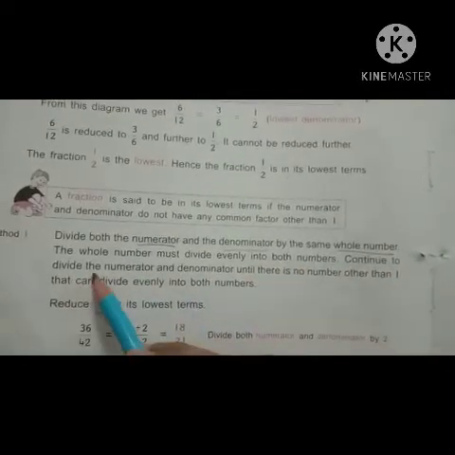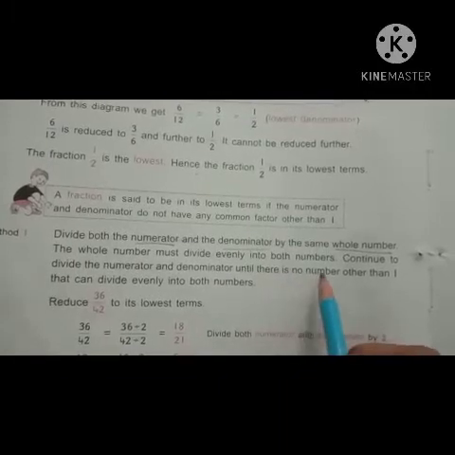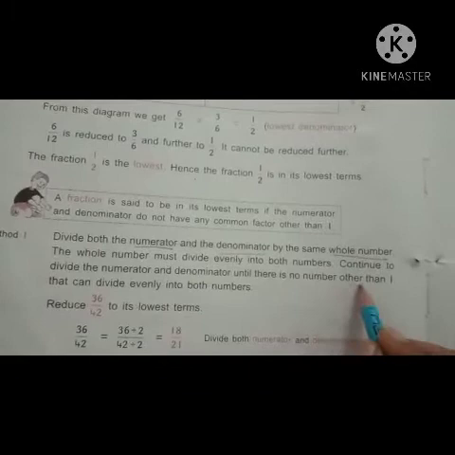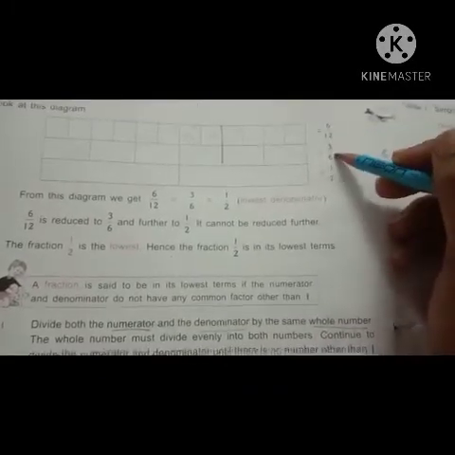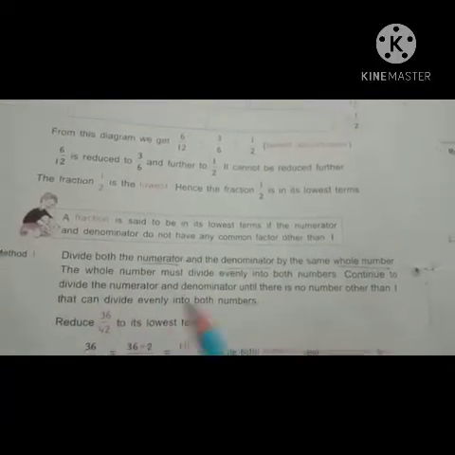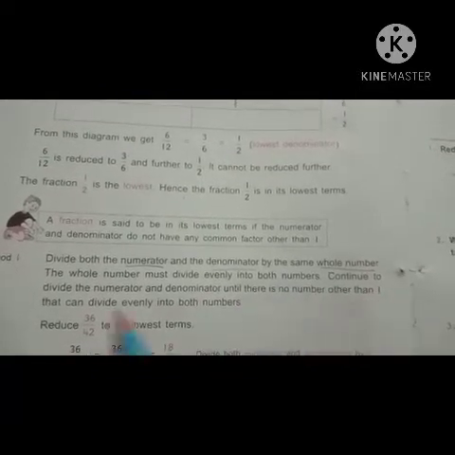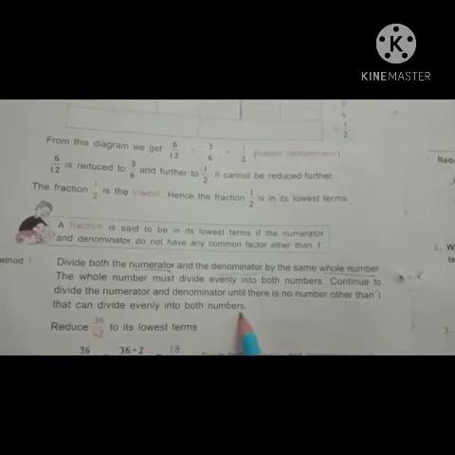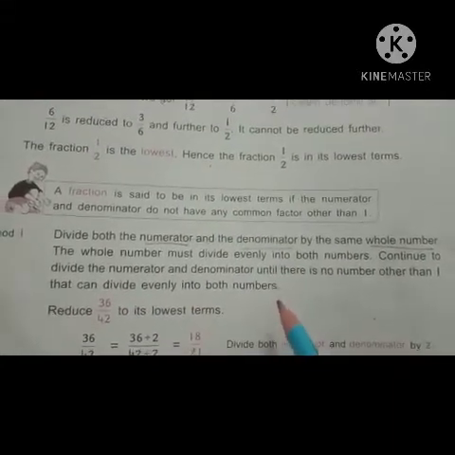Continue to divide the numerator and denominator until there is no number other than 1. How will we continue here? 6 by 12, 3 by 6, 1 by 2. Like this we have to continue until the common factor will be 1 only, that can be divided evenly into both numbers.